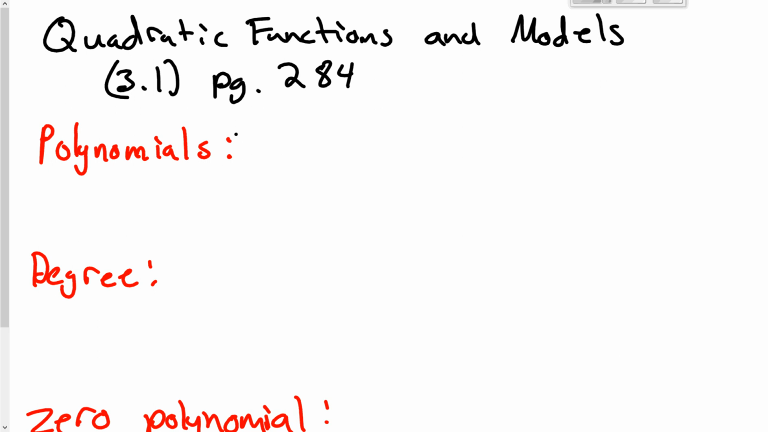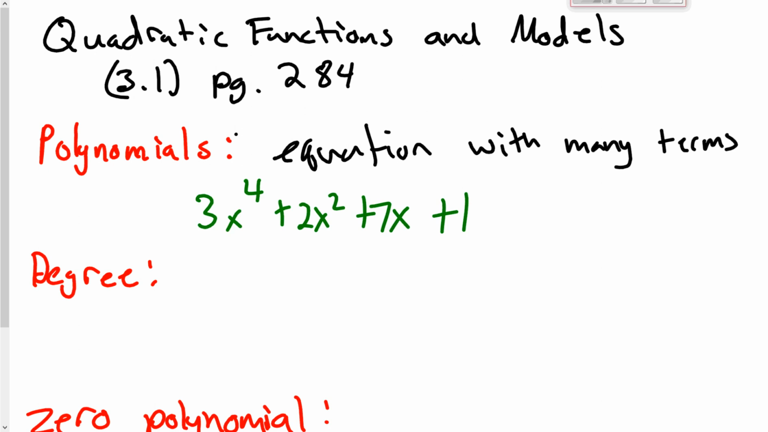Polynomials. Polynomials are basically just equations with many terms. Okay, so here we have many terms, right? 3x to the fourth plus 2x squared plus 7x plus 1, and it's an equation, so it's just equal to y or equal to f of x, meaning the same thing. And so basically you have exponents, and for a polynomial here, the exponent would be 1 on this x, and then this one actually 0.